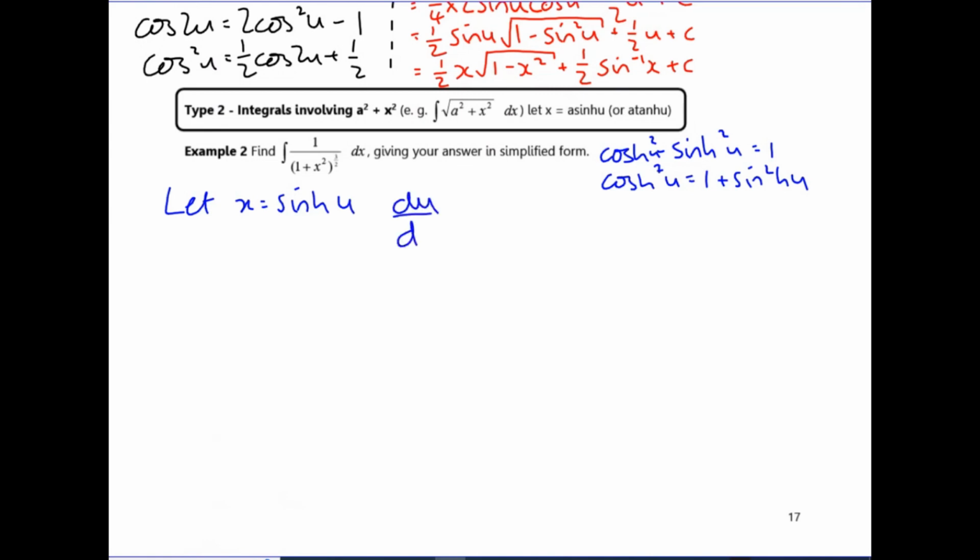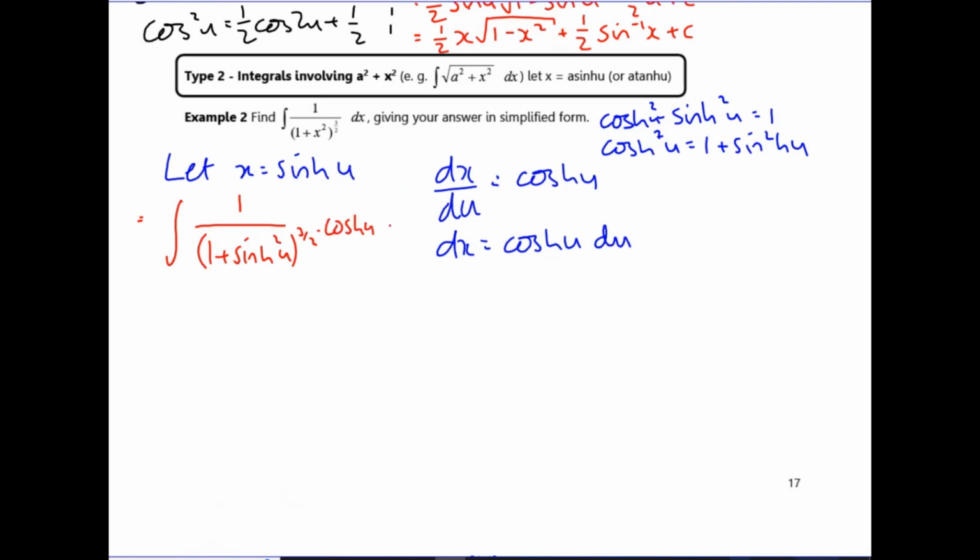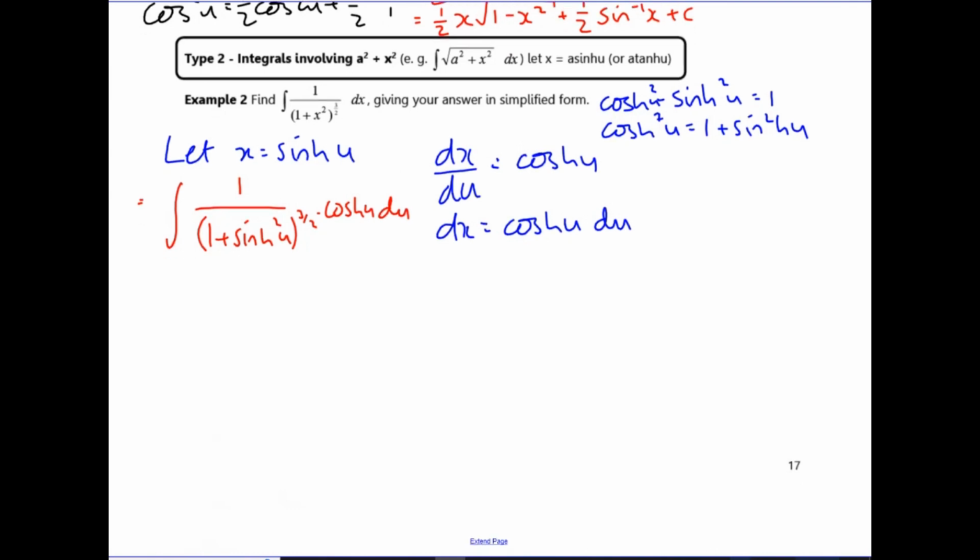Again, first thing to do, differentiate this. So dx by du equals cosh u, and I can rearrange to make dx the subject: cosh u du. Let's start substituting into our integral. 1 over 1 plus x squared to the power 3 over 2, so it's 1 plus sinh squared u to the 3 over 2, times dx, which is cosh u du. 1 plus sinh squared, I can write as cosh squared.